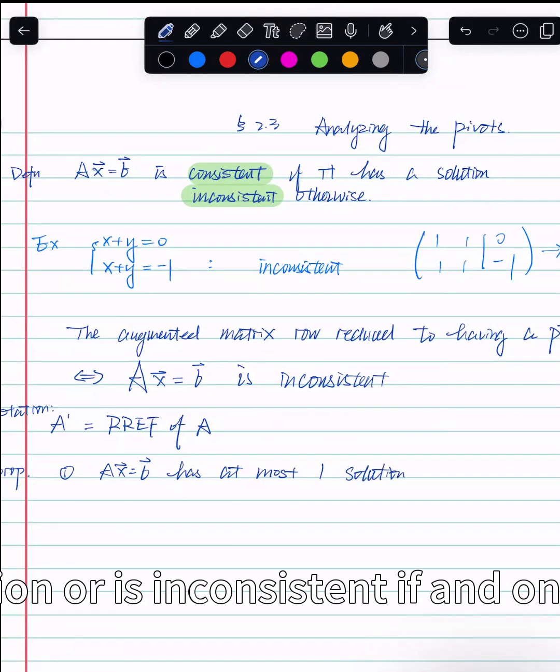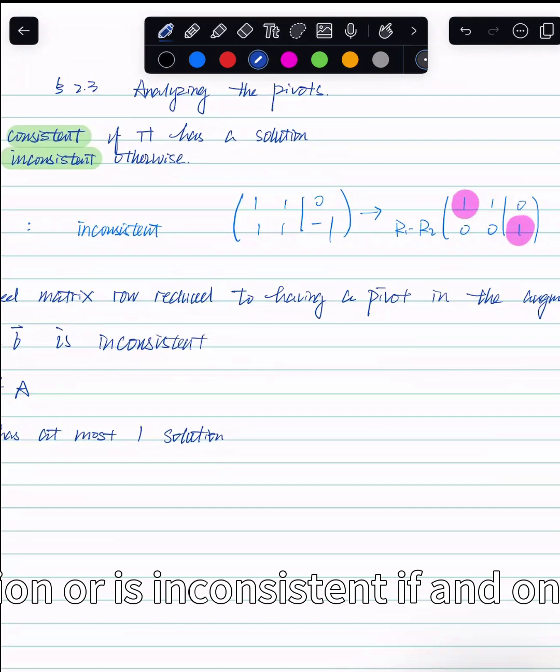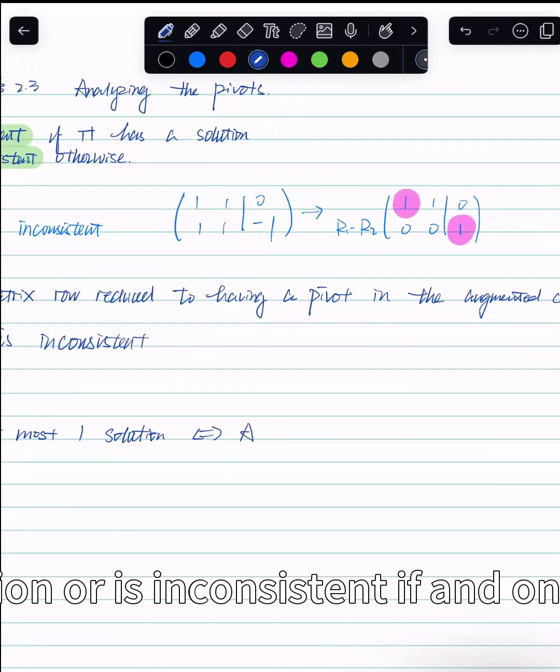meaning that either it has one solution or it's inconsistent, if and only if A prime has a pivot in every column.